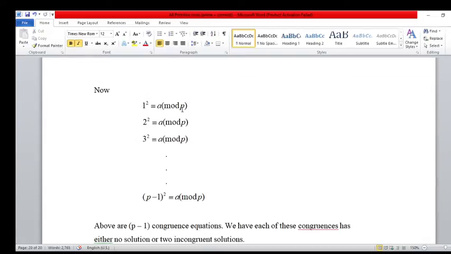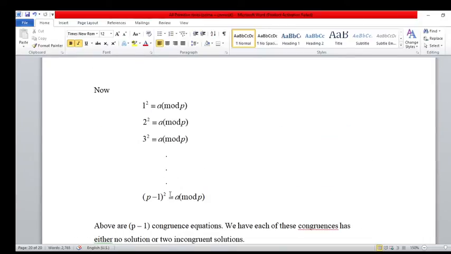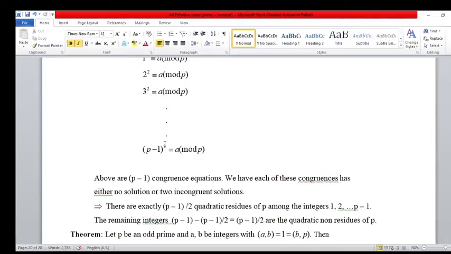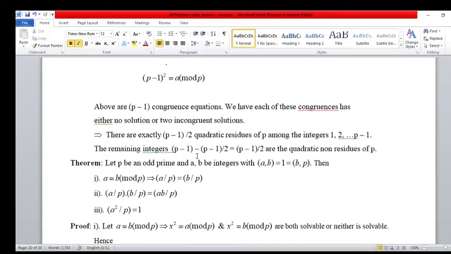1 square congruent a mod p, 2 square congruent a mod p, 3 square congruent a mod p, up to p minus 1 square congruent a mod p. So these are the p minus 1 congruence equations. Half of them, that means (p minus 1) upon 2, are the quadratic residues and half are quadratic non-residues of p. So this example is complete.